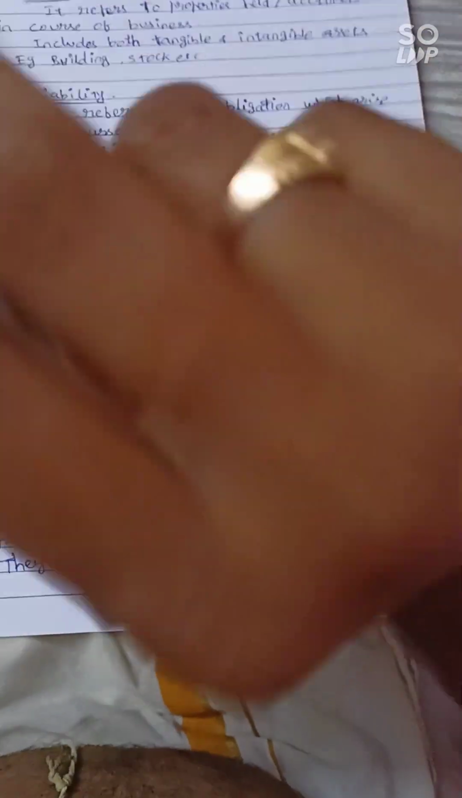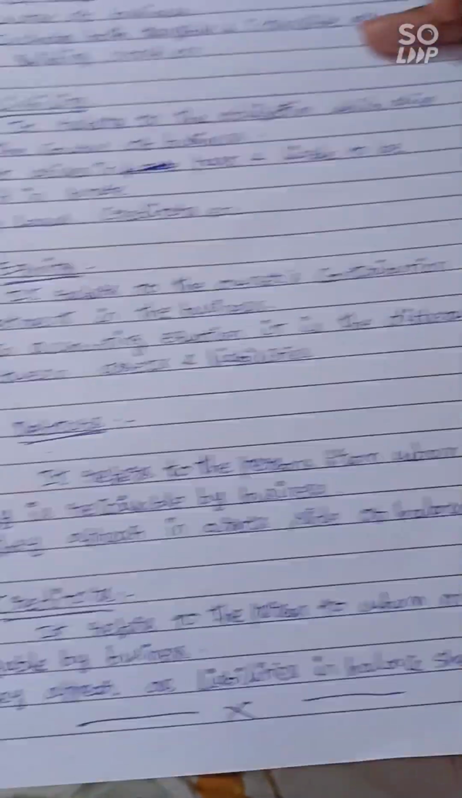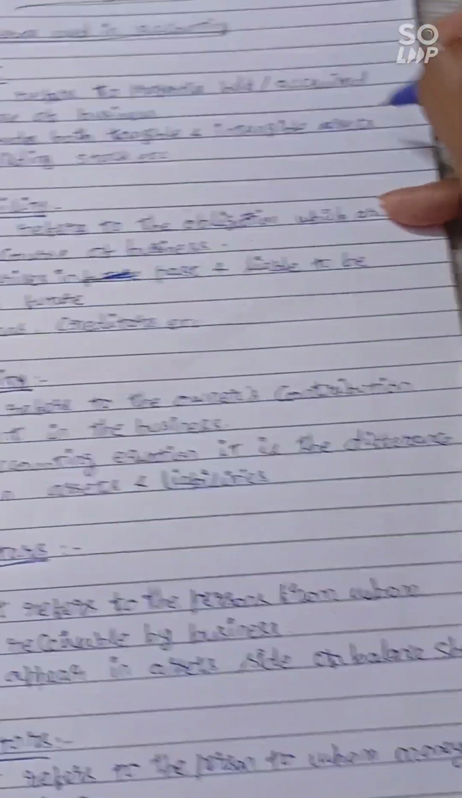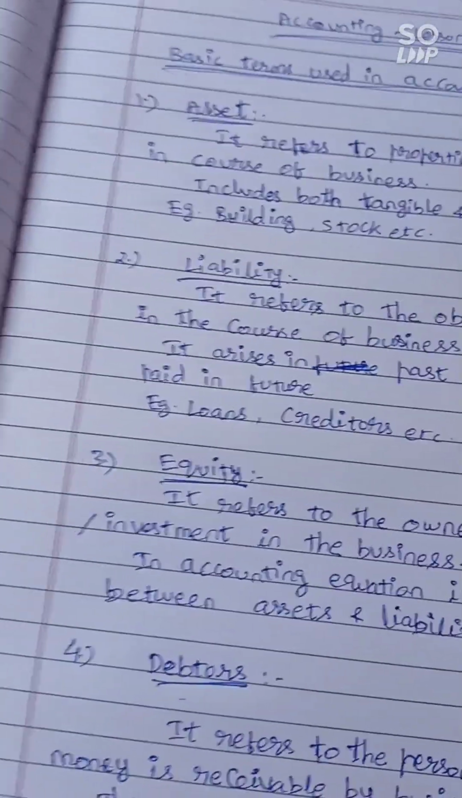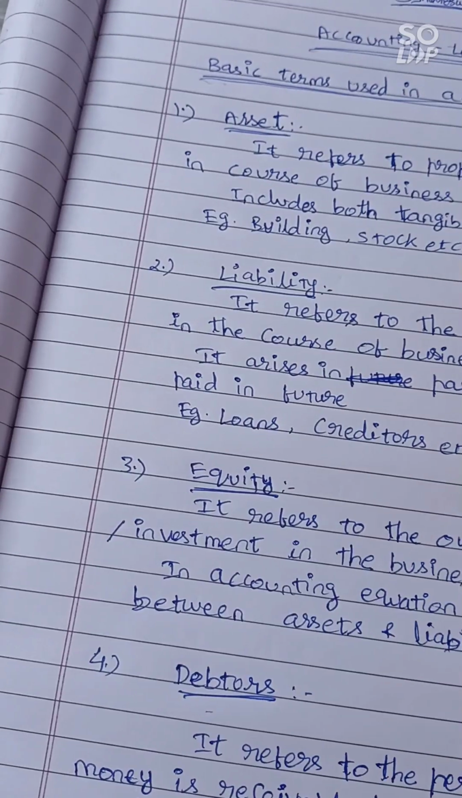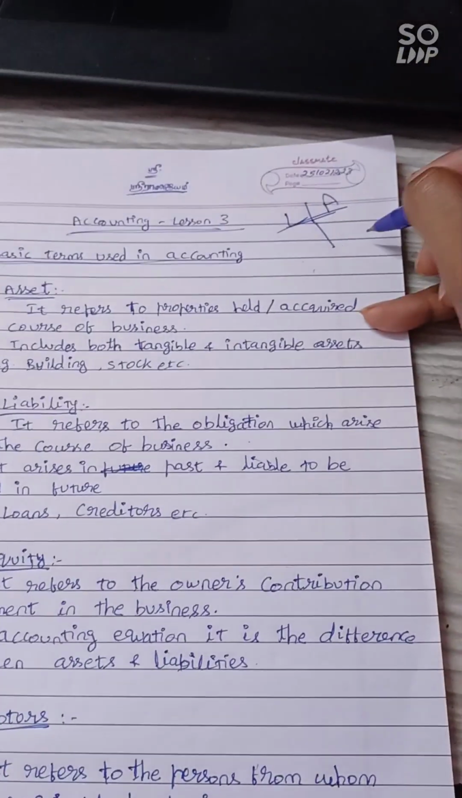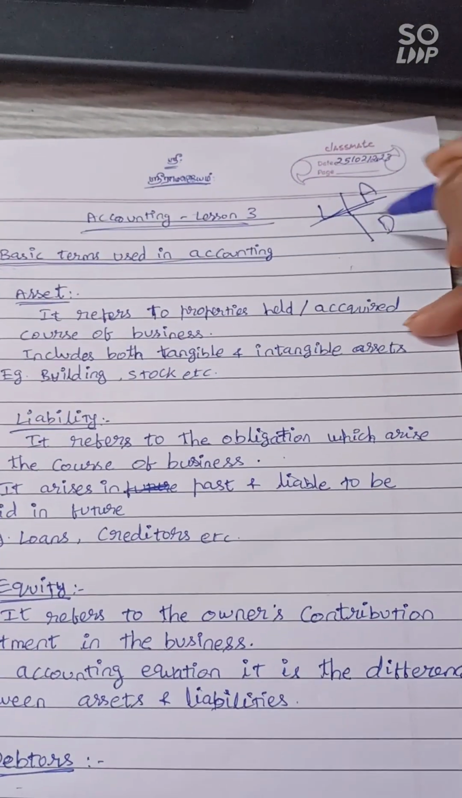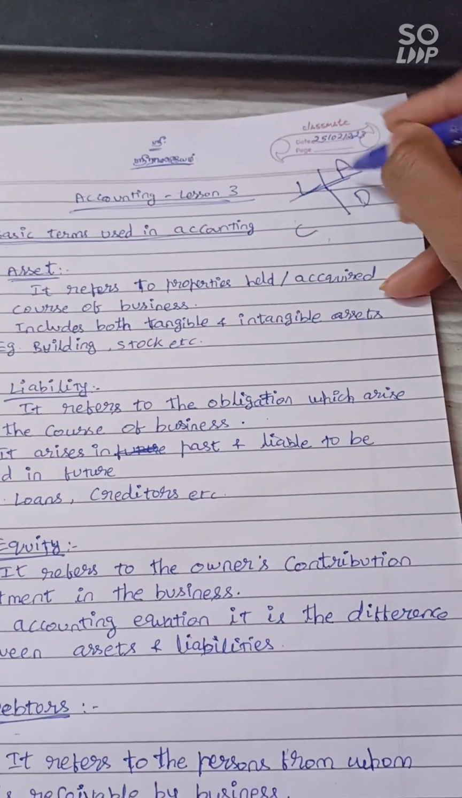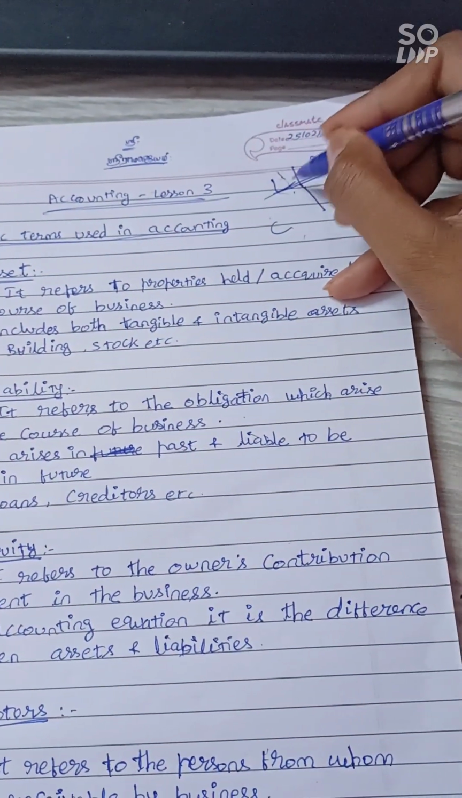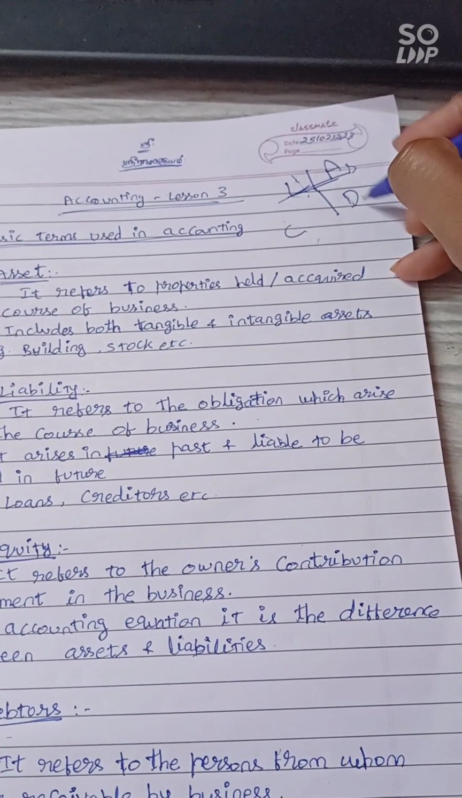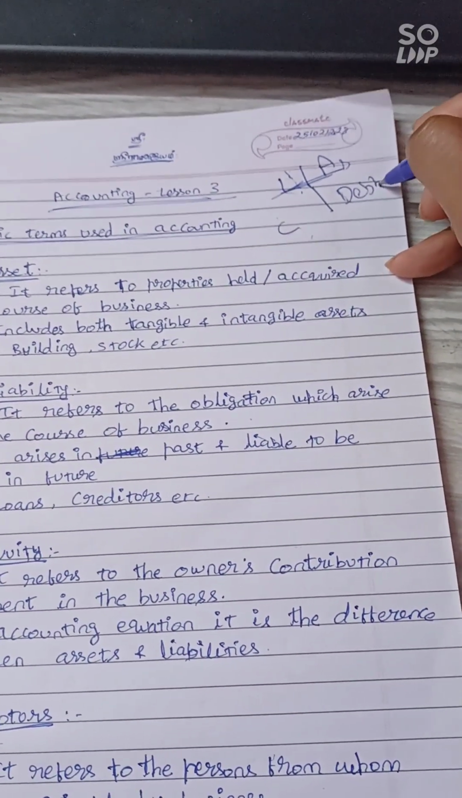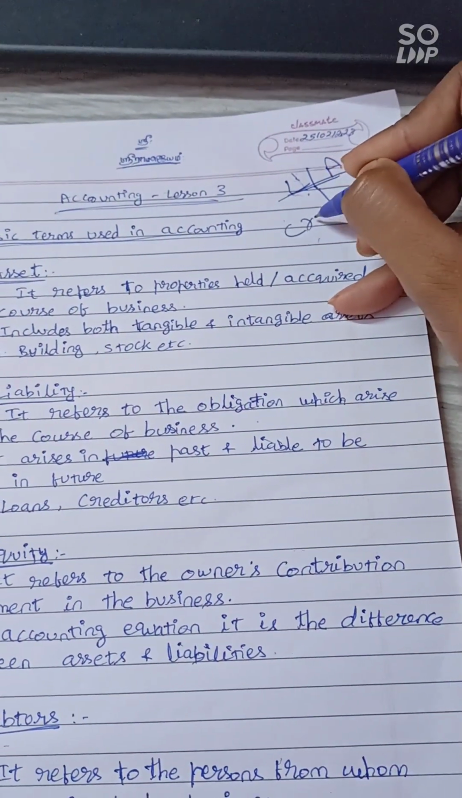In the T-shaped balance sheet, this is the balance sheet. This is the liabilities side. This is the asset side. On this asset side, debtors will be there. Here, creditors. This is the liability side. This is the asset side. Debtors. This is creditors.